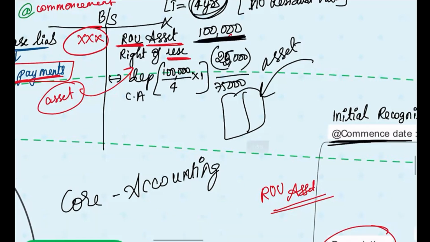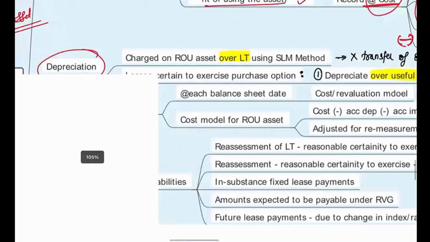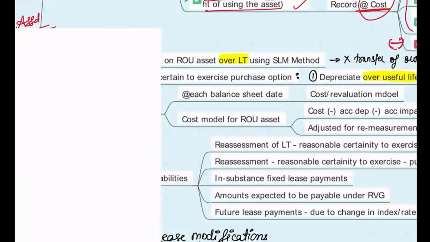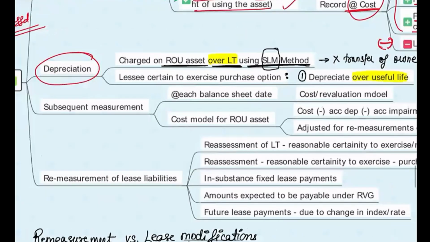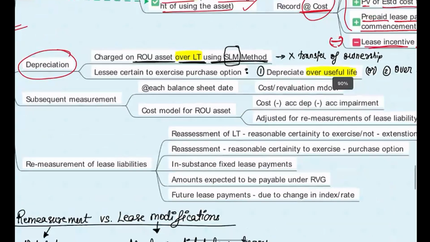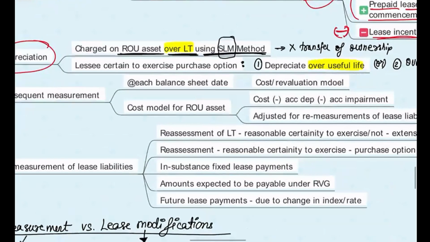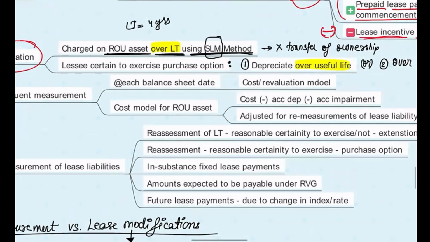Okay. So you have to depreciate that asset every year. Here, you have to charge depreciation on the ROU asset over the lease term using the SLM method. Using the SLM method, every year you charge the same amount of depreciation. Here we took the lease term as 4 years and depreciated it in our example. Correct? We depreciated the 1 lakh over 4 years and found the depreciation to be 25,000.